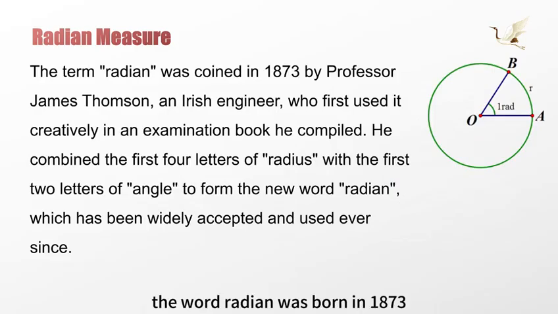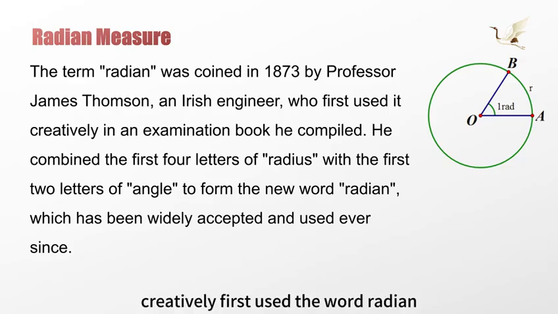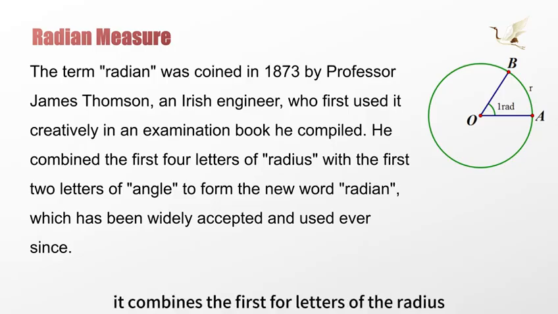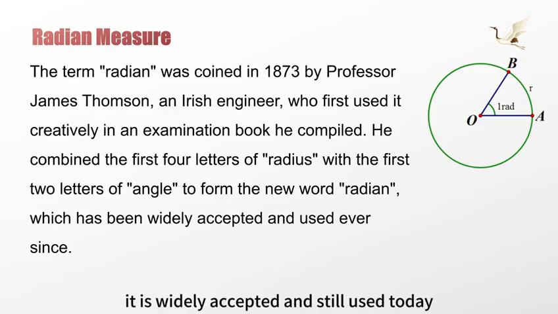The word radian was born in 1873. Professor James Thomson, an Irish engineer, first used the word radian in an examination question compiled by him. It combines the first 4 letters of radius with the first 2 letters of angle to form a new word, radian. It is widely accepted and still used today.